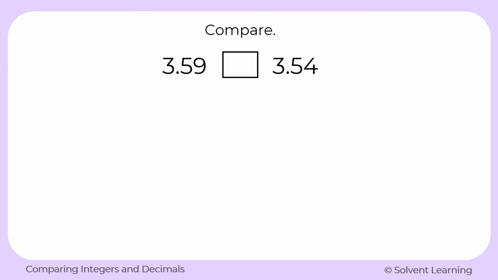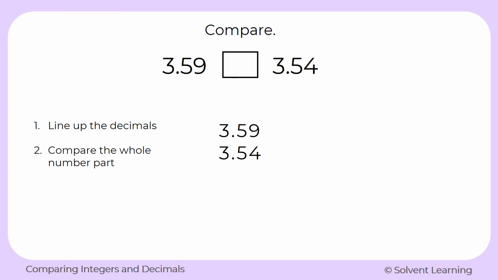But sometimes we do need to focus on the digits that are in the decimal part, as we'll see in this example. We have 3.59 and 3.54. We'll do the same thing that we did before and line up our decimals, making sure those decimal points are one on top of the other. Now we'll start by looking at the whole number parts. Our whole numbers are the same. Both numbers have 3 as their whole number part. So that doesn't help us to figure out which one of these numbers is larger or smaller, because the 3's are both the same. So now we'll have to start looking at the decimal part.